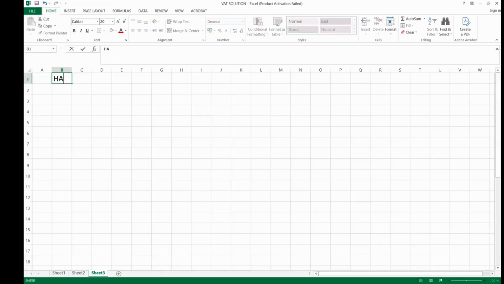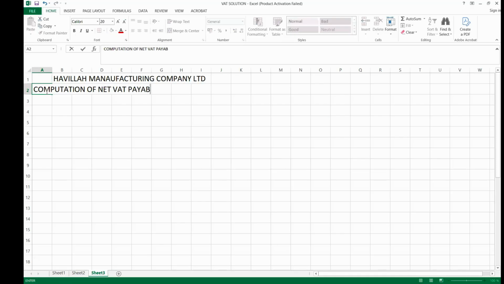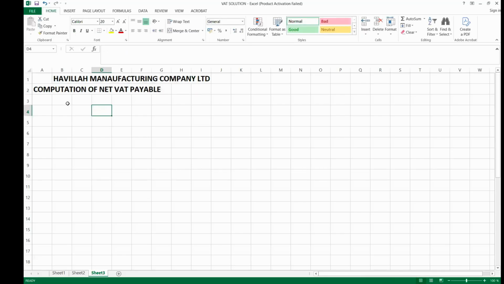So we have the name of the company, Avila Manufacturing Company Limited. Computation of net VAT payable. We'll see the reason why they put the word net VAT. I'm going to explain it to us when we finish the computation.